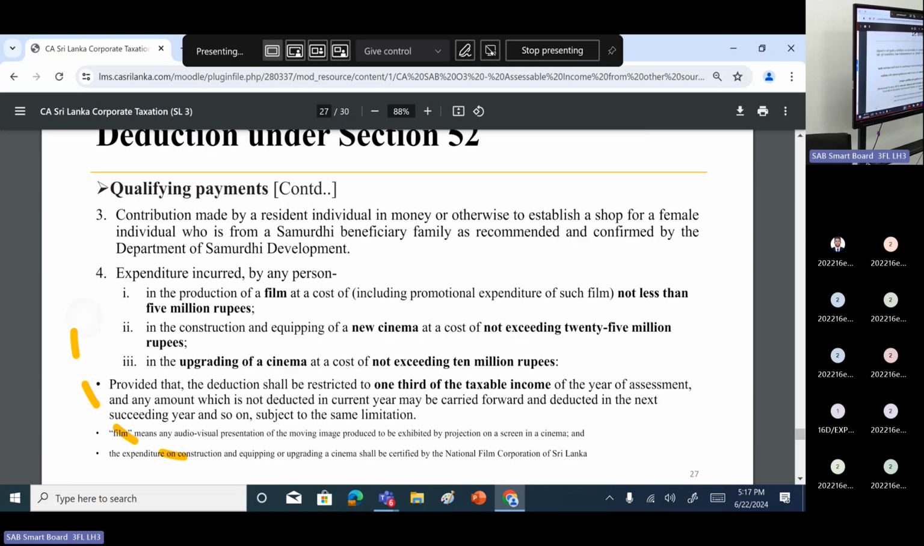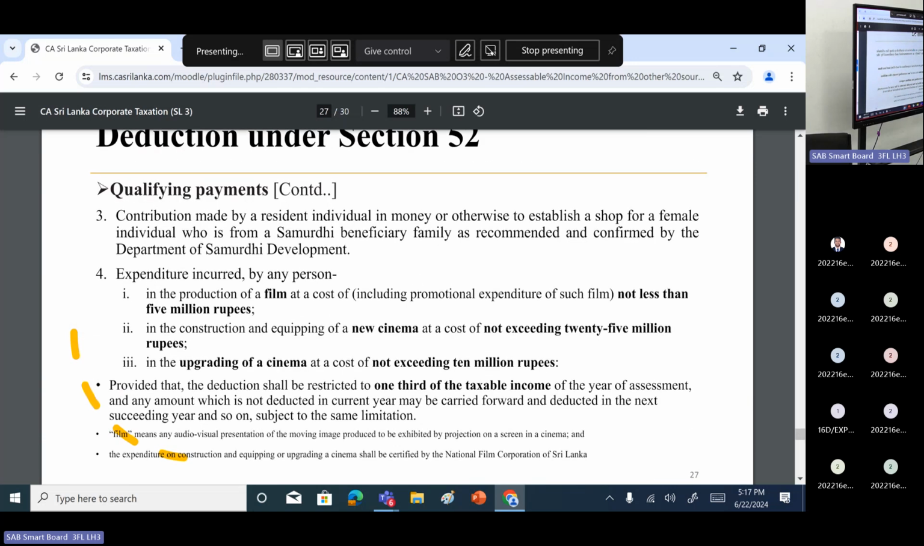So that is also a qualifying payment. Contribution made by a resident individual in money or otherwise to establish a shop for a female individual who is from a compulsory beneficial family, as recommended and confirmed by the Department of Community Development. Right? A female who is going to start a shop, and somebody makes a donation, a grant or financial support or whatever, that can be done as a qualifying payment.